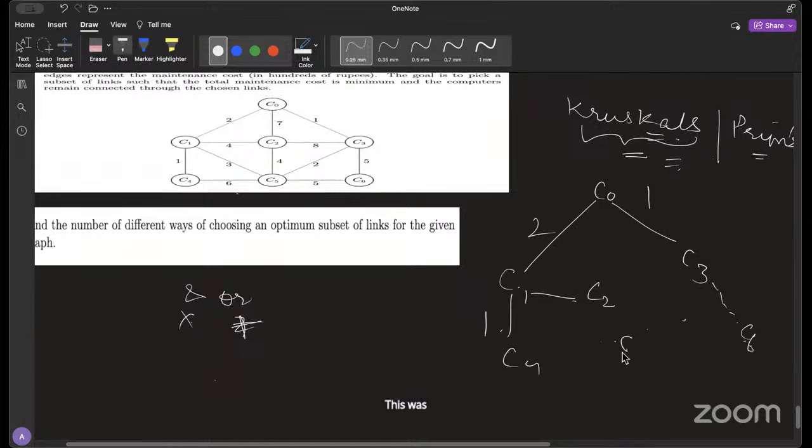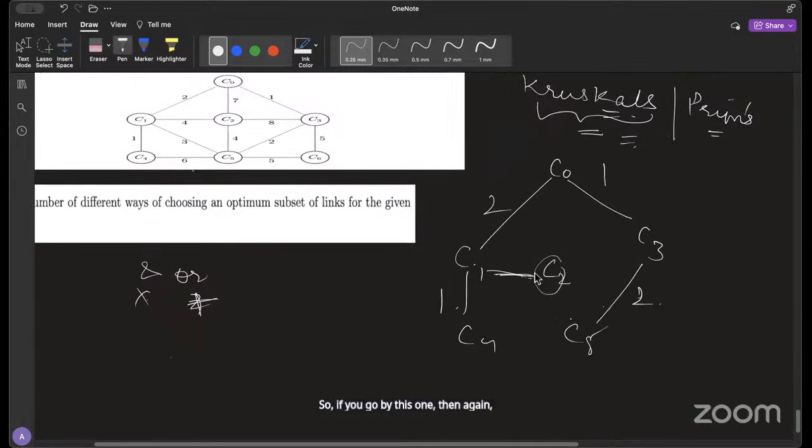This was already, no, it wasn't there, right? It was the C5 from C3. Okay. This was there and this wasn't there. So one way to look at it is from here you have 2 ways. So if you go by this one, then again in this one you have 2 options.